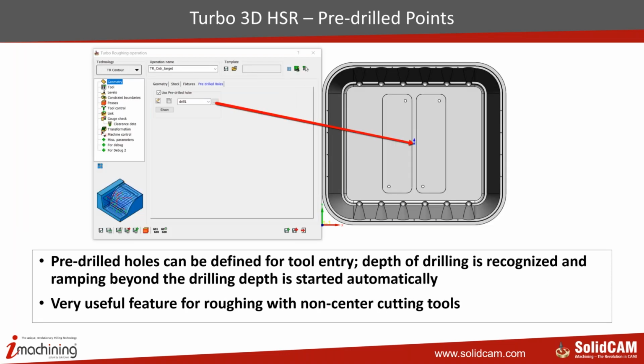You can also, as I told, do a drilling operation, and you can use this pre-drilled point for entry of the tool while generating the roughing strategy. This is very useful when you are using a non-center cutting tool. If you are using a non-center cutting tool, you cannot do ramping. You can always use this drilling function and use this pre-drilled hole for entry. Every time the tool goes and plunges in the pre-drilled hole and then does the roughing strategy.